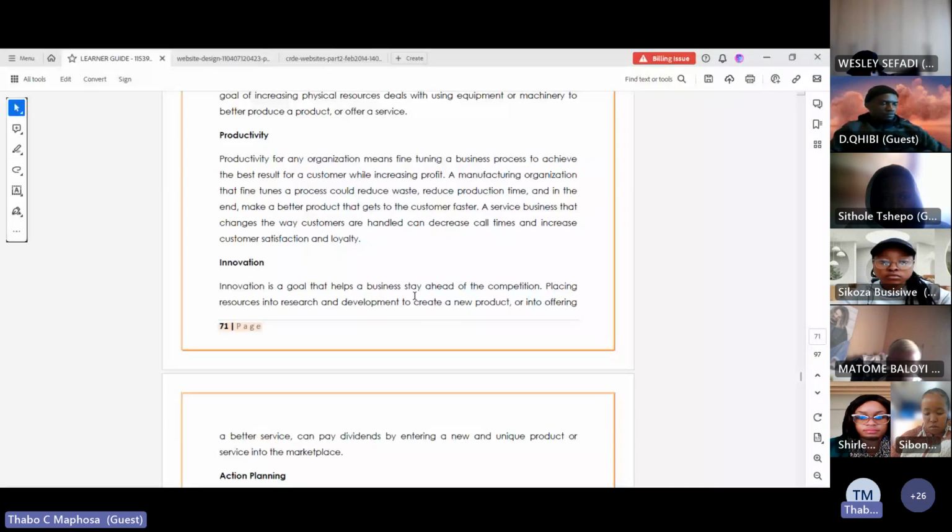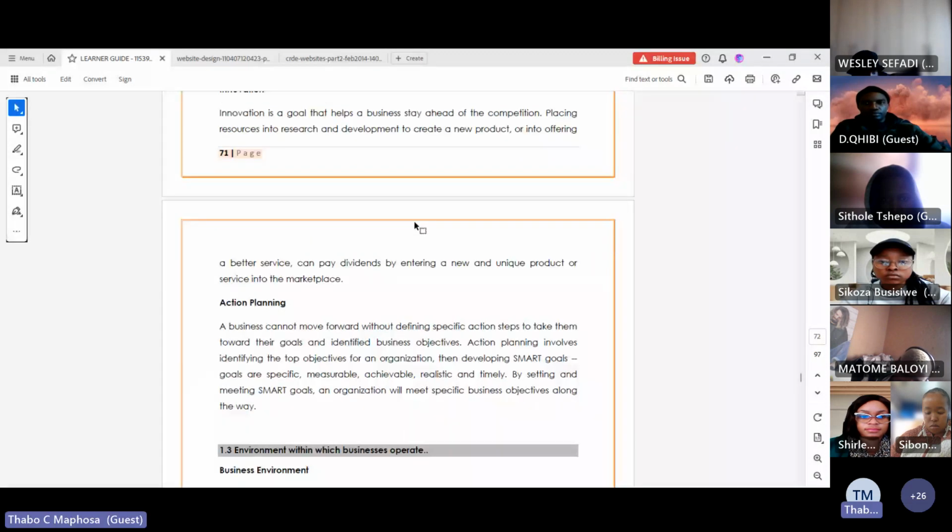So one thing is reduce waste, reduce the production time, even production costs. Try to reduce most of these things, but at the same time try to produce whatever you're producing faster. That is why, if you check most companies, for them to increase productivity, they make use of robots to be able to do that.